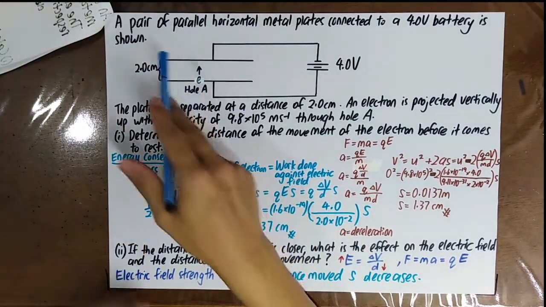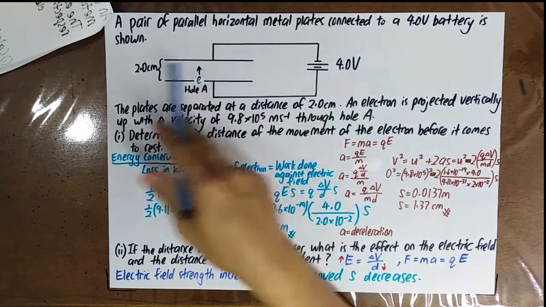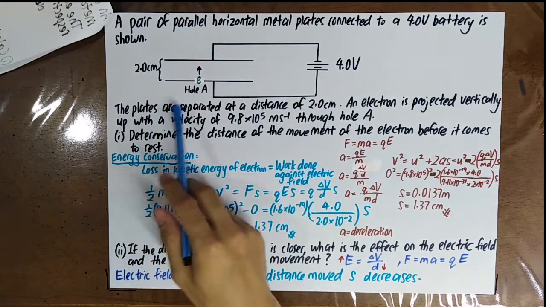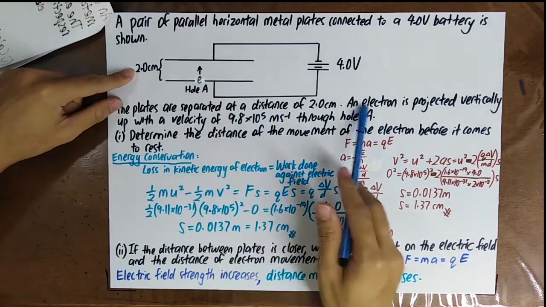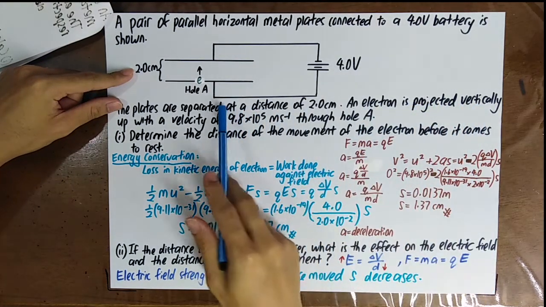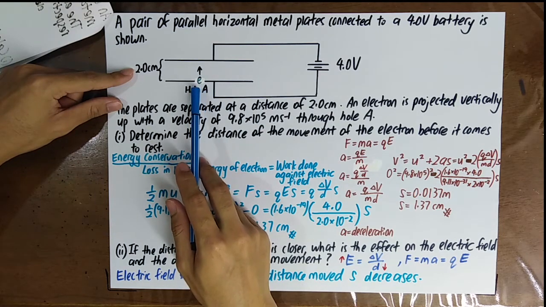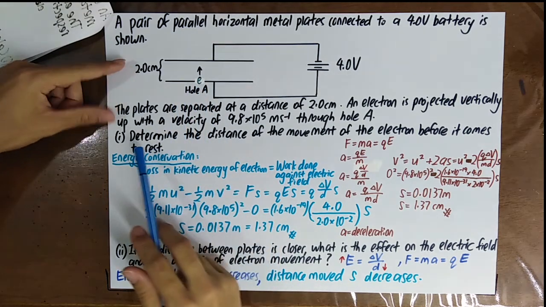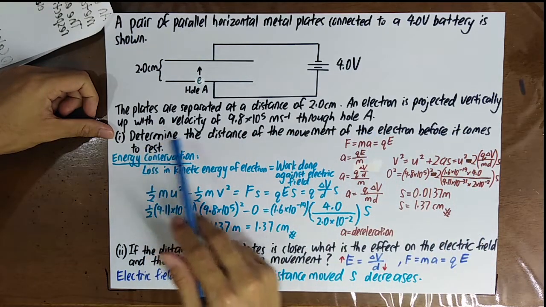Okay, a pair of parallel horizontal metal plates connected to a 4 volt battery is shown as below. The plates are separated at a distance of 2 cm. An electron is projected vertically up with a velocity of 9.8 times 10 to the power 5 meters per second through the hole A. Please determine the distance of the movement of the electron before it comes to rest.